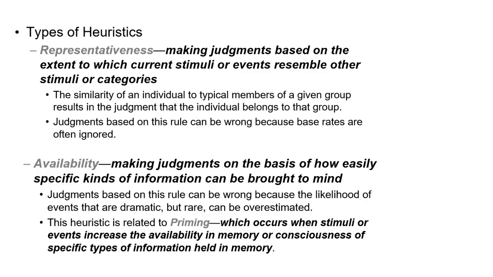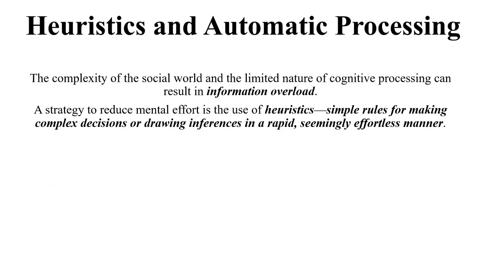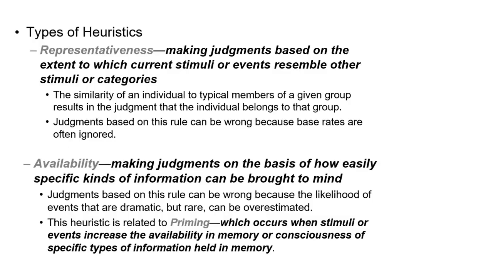Okay. So let's revise once again that heuristics basically include the strategies which reduce mental effort. They are simple rules for making complex decisions or drawing inferences in a rapid, seemingly effortless manner. Then we learned about the representativeness heuristic and the availability heuristic. Representativeness is basically making judgments based on the extent to which current stimuli or events resemble other stimuli or categories, like to be included in a group, you try to resemble them.